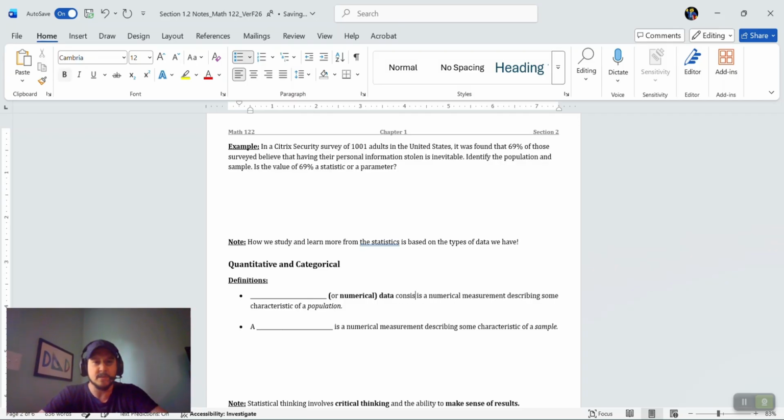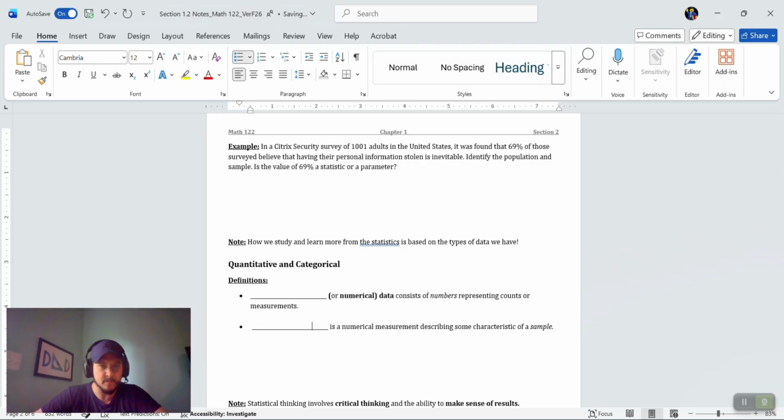This is coming from the textbook as well. Consists of numbers, italicized for emphasis, of course, representing counts or measurements. So this type of data we can do math with. Lots of good math. And what's better than math? More math. Okay.